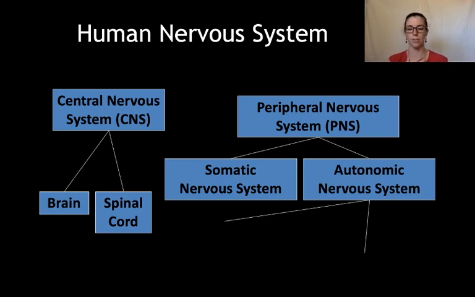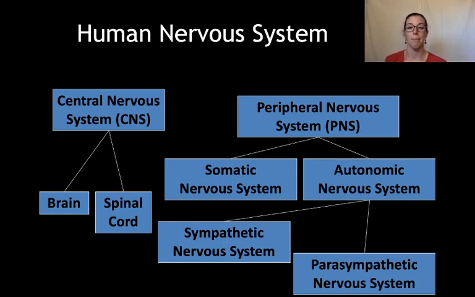You break the autonomic nervous system into two smaller categories: the sympathetic nervous system and the parasympathetic nervous system. The sympathetic nervous system is also known as fight or flight. It's what activates your body to respond to a threat. And the parasympathetic nervous system is what is called rest and digest. It's going to calm your body after you have dealt with whatever the threat is. So sympathetic, fight or flight; parasympathetic, calm, rest and digest.